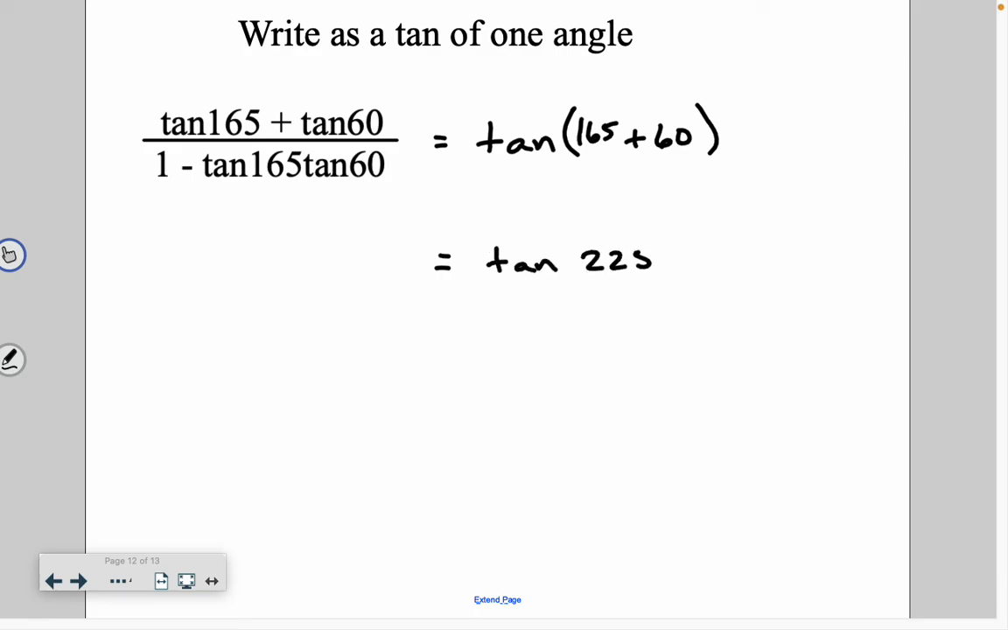Which means if we keep condensing, what am I actually taking the tangent of? 225. Is 225 on the unit circle? Yep. What's the tangent of 225? 1. There's your answer. So the nice part about these, if we do go in reverse a lot of times and we try to clean it up, it turns out that we're going back to a unit circle value, which makes it a lot easier. And like I said, 4 out of the 10 problems on your worksheet are these types of problems where you are working in reverse, and it should simplify.